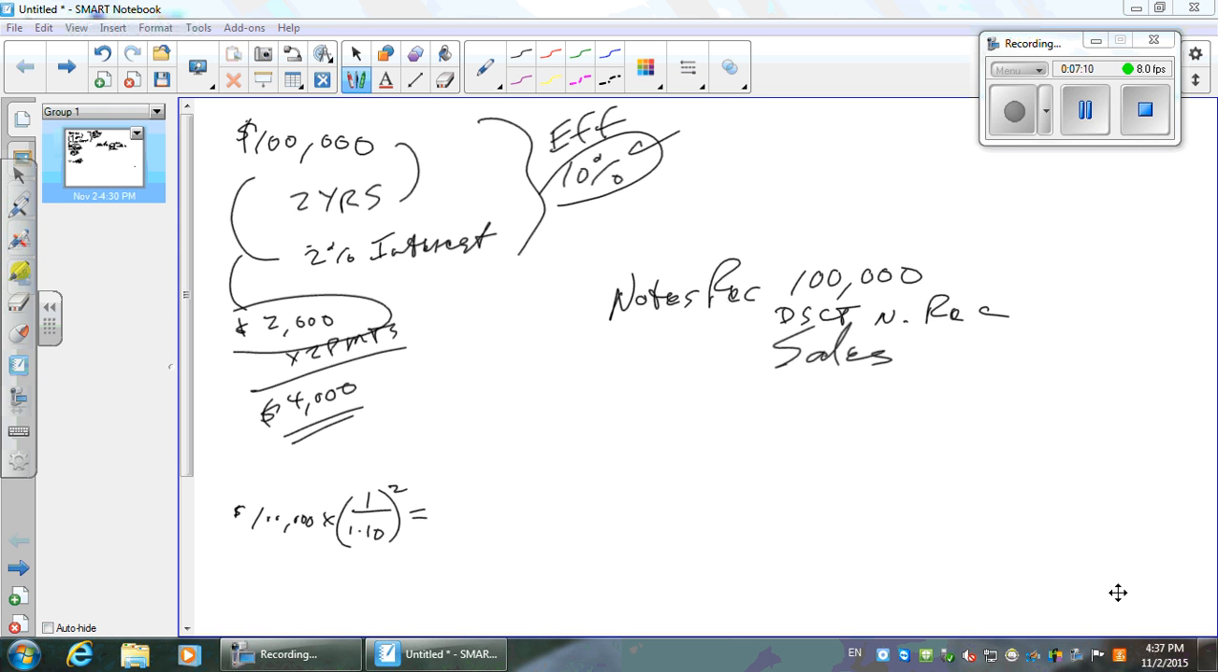I don't know why that pointer is always there. It's not weird in here. Get rid of that. Okay.